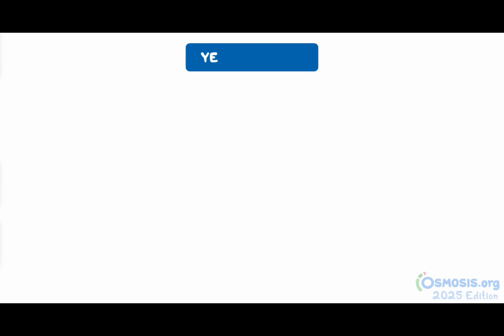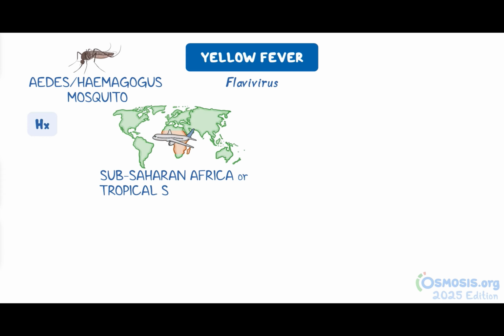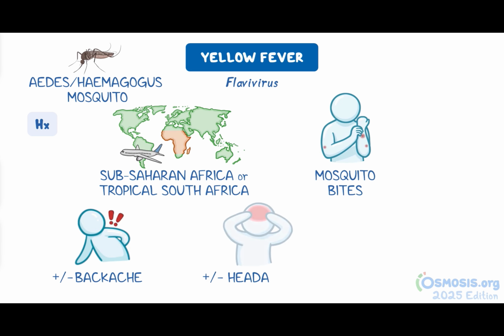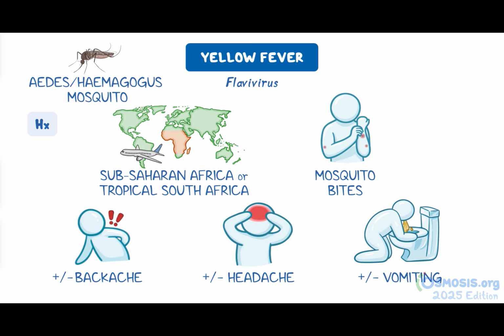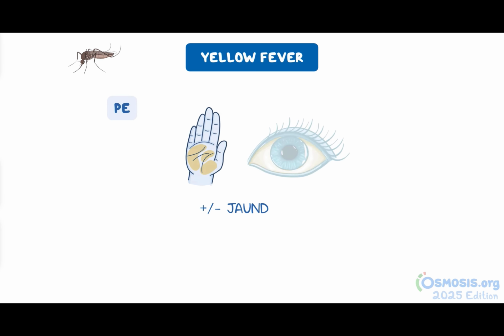Let's move on to yellow fever, an infection caused by a virus from the genus Flavivirus, which is transmitted by the Aedes or Haemogogus mosquitoes. Your patient will report recent travel from sub-Saharan Africa or tropical South America, along with a history of mosquito bites. They may have a backache, headache, or episodes of vomiting, while physical exam might show jaundice.